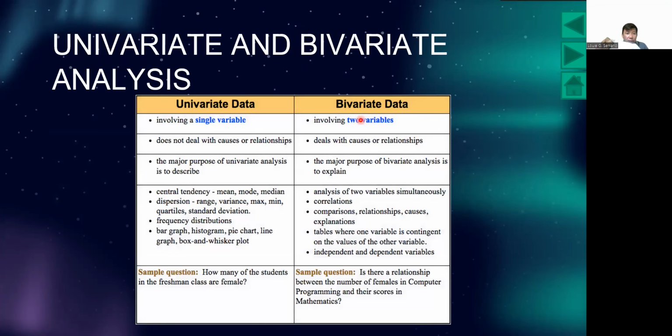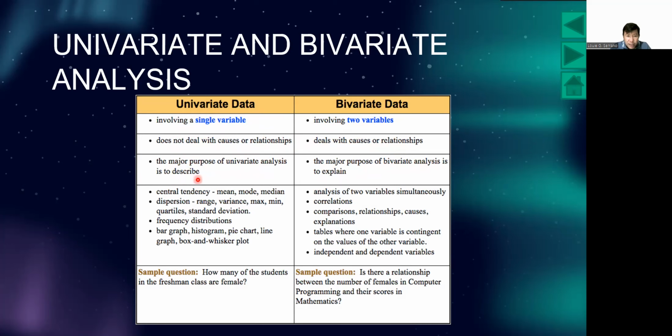So this is the univariate and bivariate analysis. Under univariate is data involving a single variable, from the word uni, while the bivariate is data involving two variables. Univariate does not deal with causes or relationship. Ito naman sa bivariate deals with causes or relationship. In univariate data, the major purpose of univariate analysis is to describe, while in bivariate data, the major purpose of bivariate analysis is to explain.